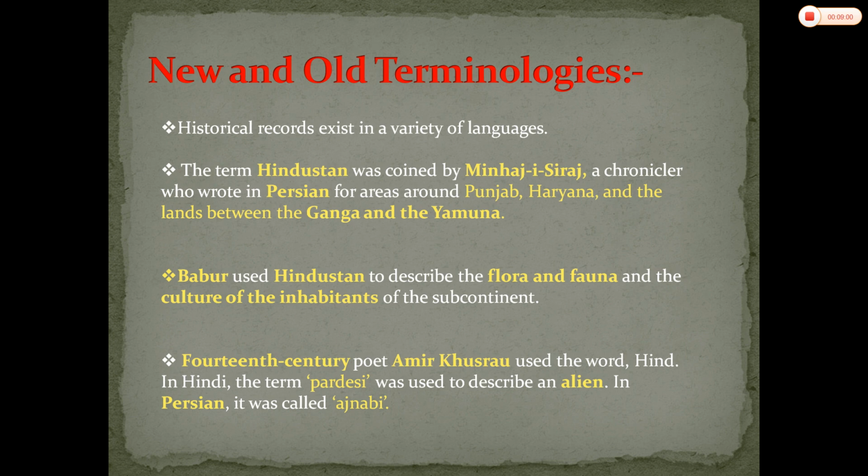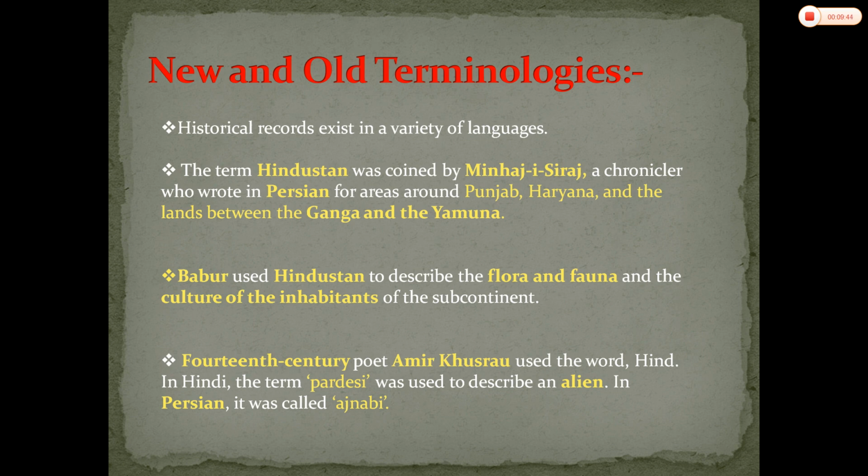Khilji. In Hindi, the term Pardesi was used to describe an alien. Alien means the person who is not related with their country or with their region wherever they are living. In Persian, it was called Ajnabi. So Pardesi was used to describe an alien, a person who is not related with their region or who is not really living in their region. And in Persian, this term was used as Ajnabi. Ajnabi means an unknown person.